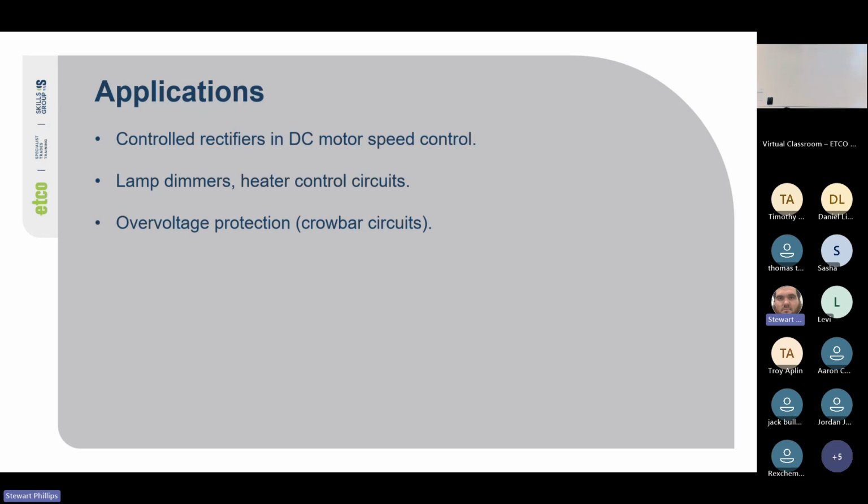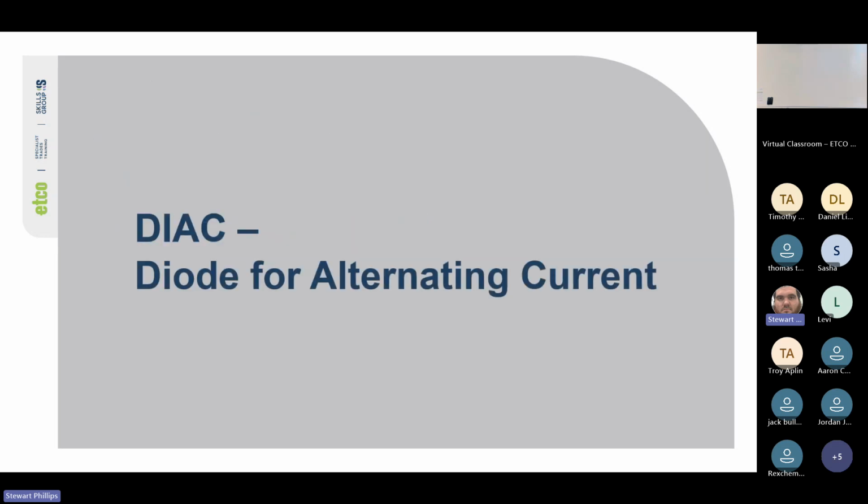So we don't have enough time tonight to go through all of this. I'll just give you guys a heads up now. We're about halfway through all of the stuff we need to cover tonight. So now that we've looked at SCRs, or silicon controlled rectifiers, we'll look at diacs.